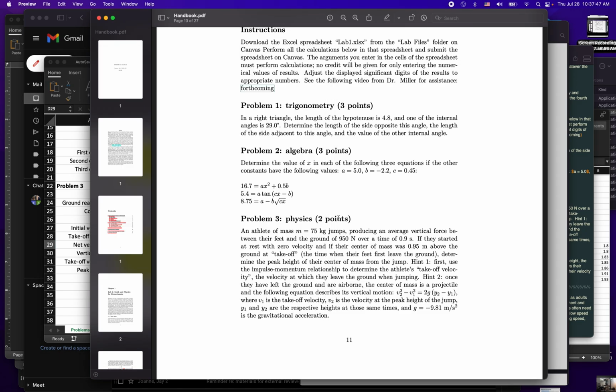Okay, problem 3 here is a physics slash mechanics slash biomechanics problem. We have an athlete who's jumping, and based on the forces that they produce against the ground while they're jumping, we're going to calculate the peak height that they reach with their center of mass during the jump.